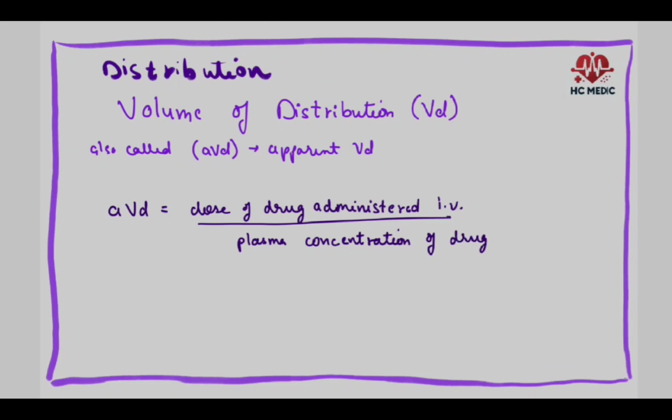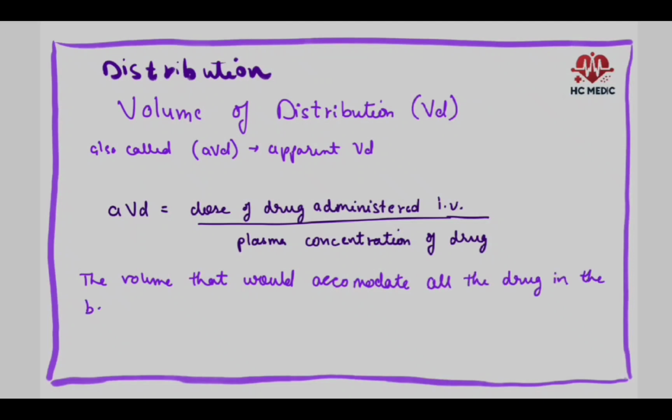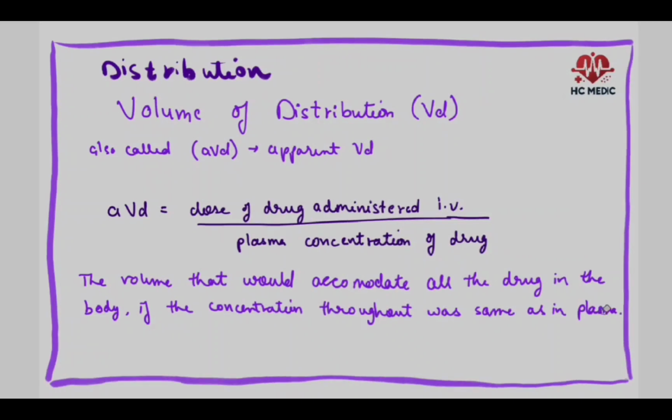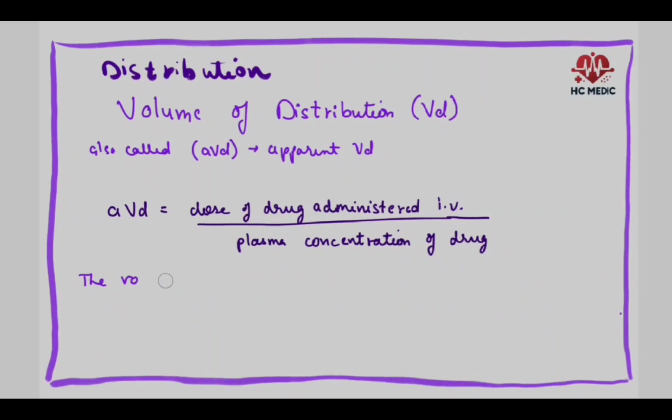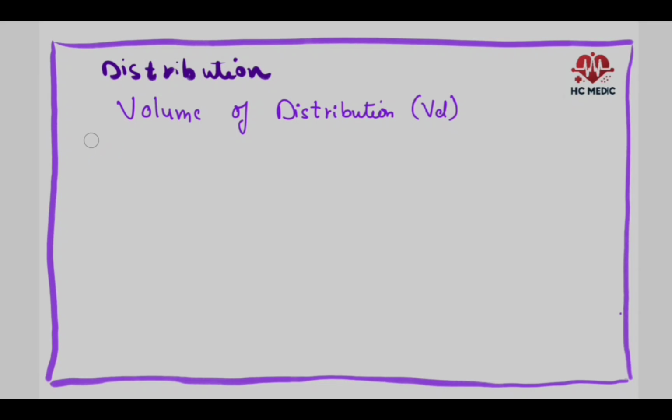Now let's see the definition. It is the volume that would accommodate all the drug in the body, if the body were homogeneous. We consider it homogeneous if the concentration throughout is the same as that in the plasma. It means we are considering the tissue and the plasma to be in homogeneous states. This is just an assumption for the definition.